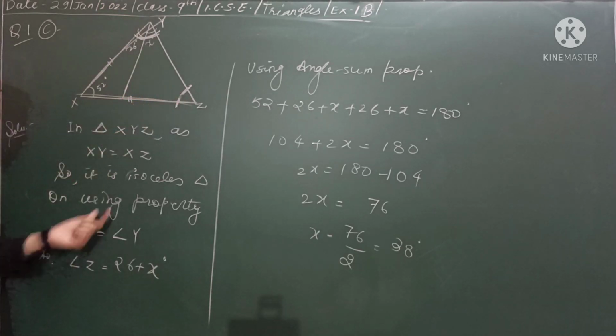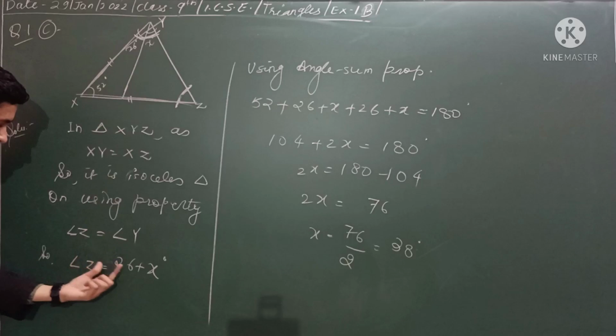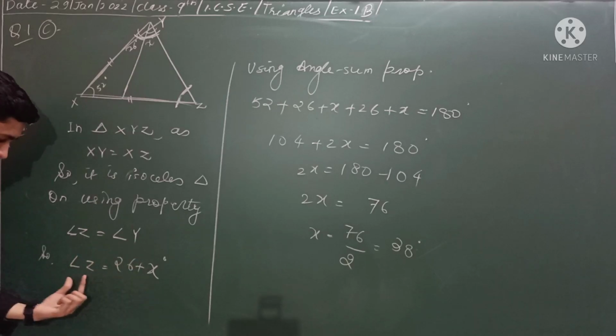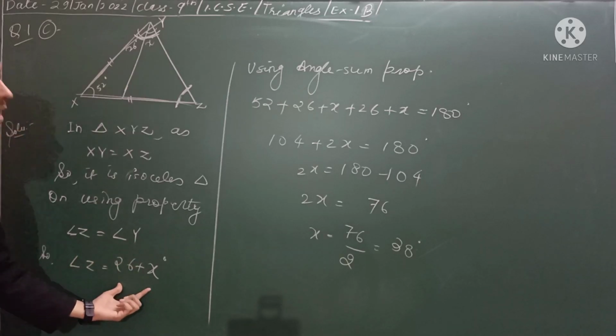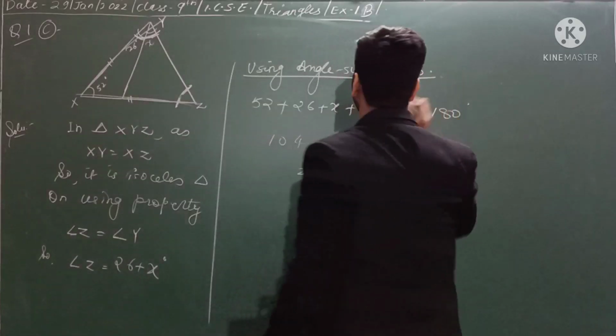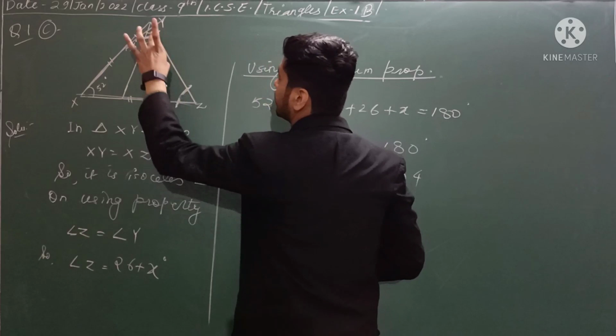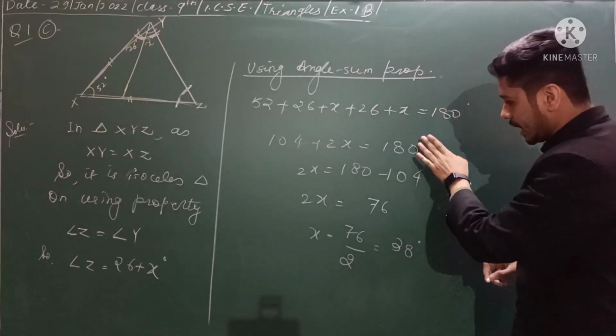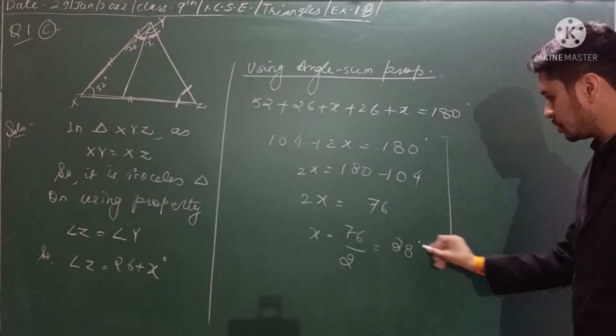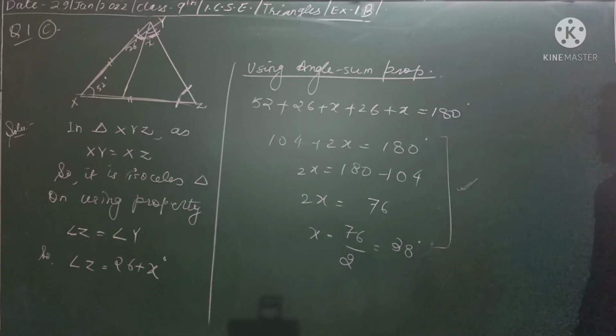So that is why I wrote angle Z is equal to angle Y, where angle Y is 26 plus x. So angle Z is equal to 26 plus x. Now using the angle sum property here, what is that angle sum property? This angle plus this angle plus this angle is equal to 180 degrees, and on this calculation and this solution, which you can easily understand, the value of x is 38. Okay, so I hope this is clear to you.